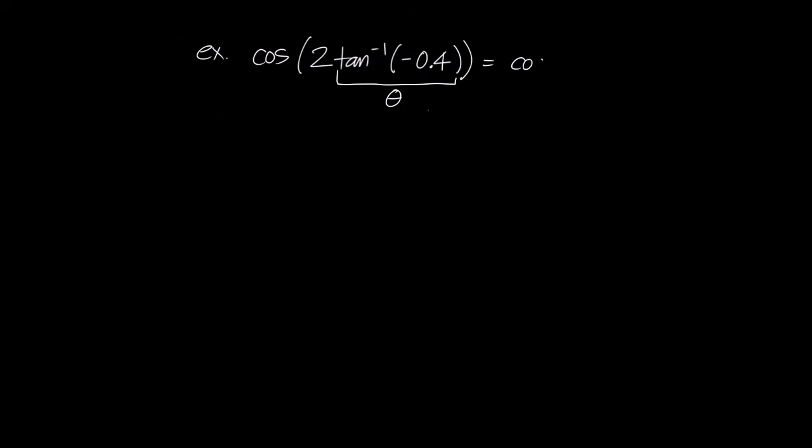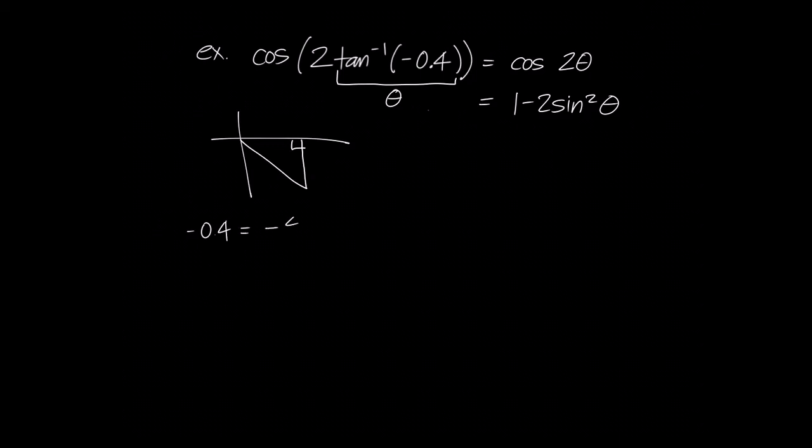So what we have here is cosine of 2 theta, which I can write in one of 3 ways. This time I will choose this one. But know that there are 2 other possibilities. So now I need a picture to represent theta. Well, you know that inverse tan is in the first or fourth quadrant, and since it's negative 0.4, we will do the fourth quadrant. Well, negative 0.4 is the same as negative 4/10, which is the same as negative 2/5. So it's much better to use negative 2/5 than to use negative 0.4.